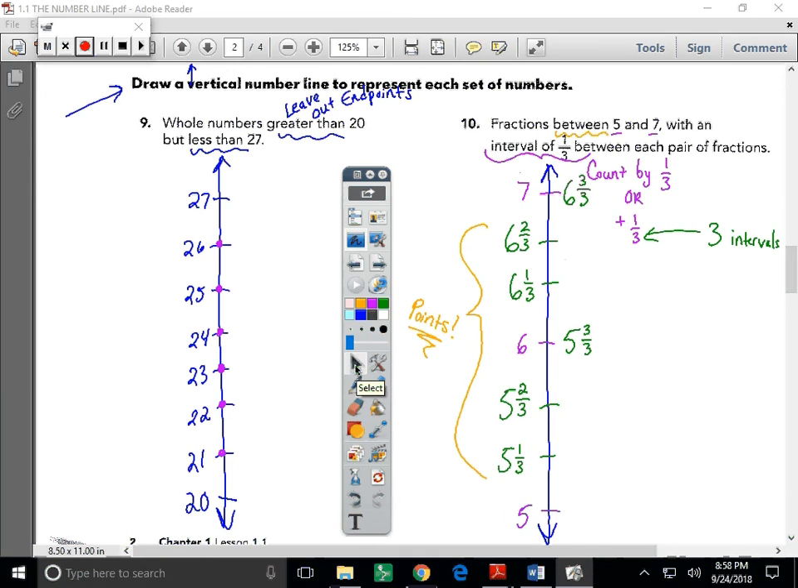I hope you are getting a better understanding of both our vertical and horizontal number lines. I hope that you're looking out for those keywords like greater than and less than, in between and from, and that this wordiness with intervals isn't quite as scary today.